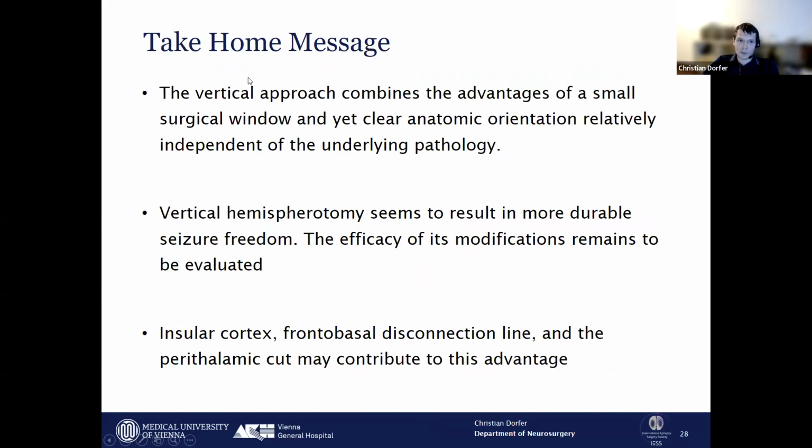So the take-home messages would be: the vertical approach combines the advantages of a small surgical window and yet clear anatomic orientation, relatively independent of the underlying pathology. The vertical approach seems to result in a more durable seizure freedom, but as I showed you, this is controversial, and the efficacy of its modifications remains to be evaluated. The insular cortex, the frontal-basal disconnection line, and the perithalamic cut may contribute to this advantage.